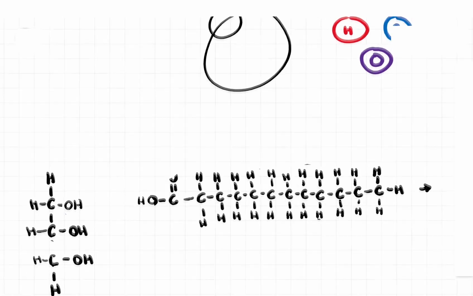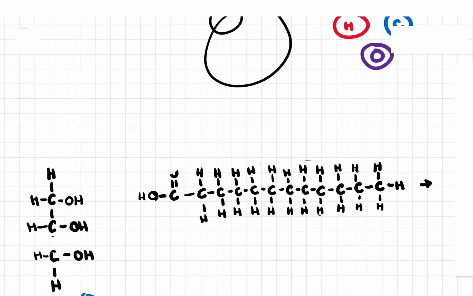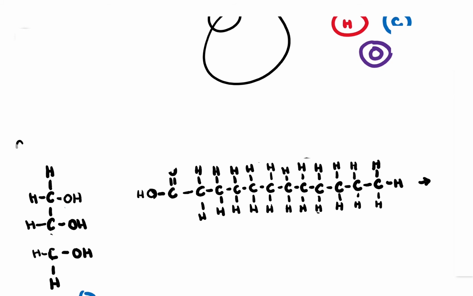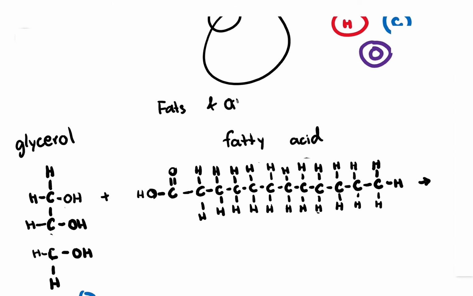So I've drawn out the 2 parts of our fat. We have our glycerol, and we have our fatty acid. And when we combine the glycerol and the fatty acid, we create our fats. So fats and oil is our first subgroup. Now, when you look at the structure of this fatty acid, it helps you understand why lipids are made up of hydrocarbons, because there's such a high amount of hydrogen and carbon found in its structure.